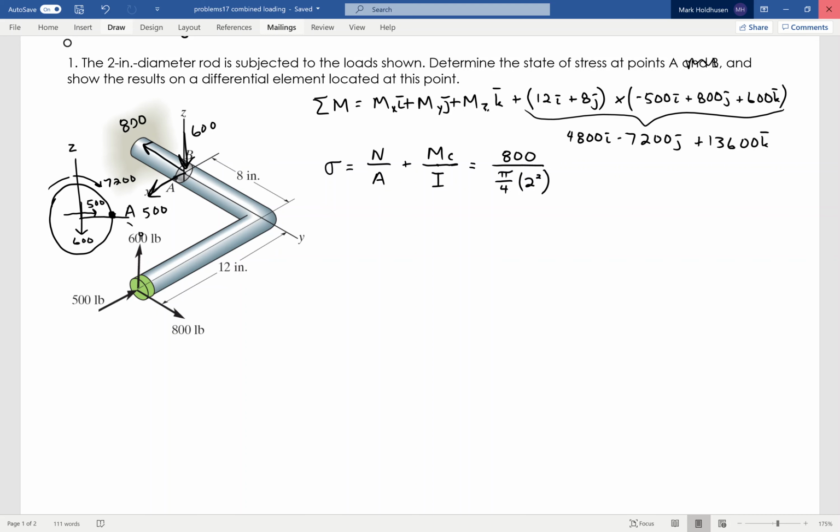Now, I also have a bending moment. Now, the bending moment about the y-axis, that's the 7,200, that's at the neutral axis, right? So A is at the neutral axis there when I bend about, excuse me, the x-axis. Excuse me, that's the 4800 x-axis. So about that x-axis, A is at the neutral axis, so it has to be 0.